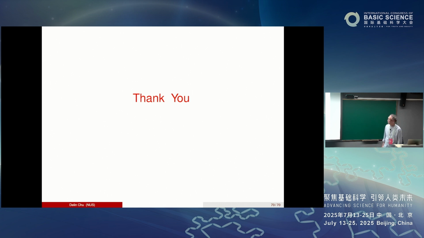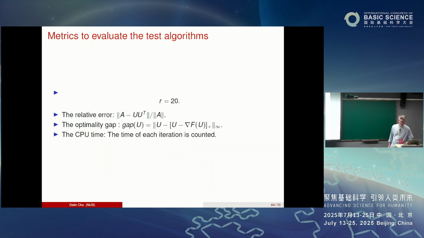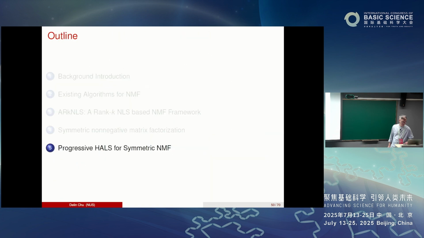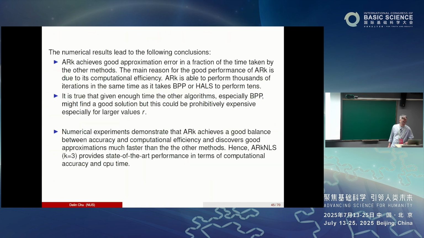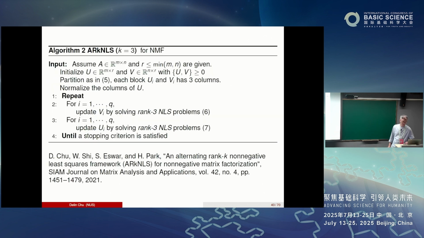Thanks for the nice talk. I have a theoretical question. We know for the non-symmetric non-negative matrix factorization, if we choose R as large as possible, the objective function must be 0, right? Because we can just take U equals A and V equals identity.